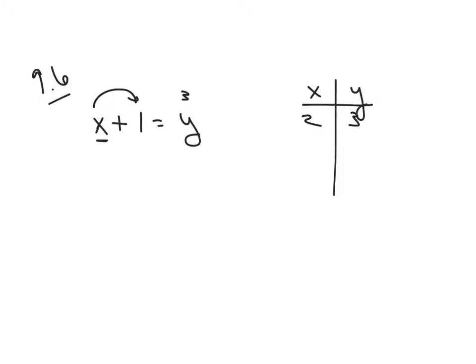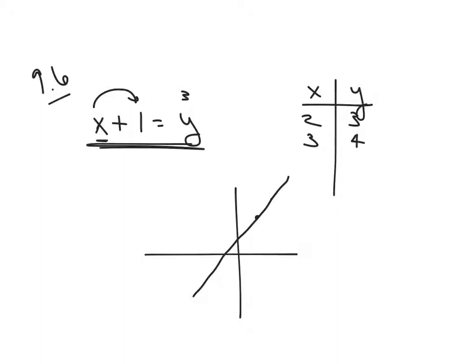And we could just do that over and over with lots of different numbers, and then we could graph. We'd put all those points on, so there's 2, 3 there, and let's say x is 3, y would be 4, so 1, 2, 3, 1, 2, 3. We'd end up getting a line like that. This is called a linear equation because when we graph it, it gives us a straight line.